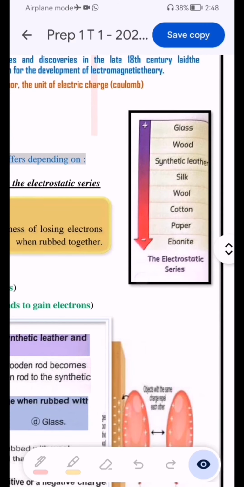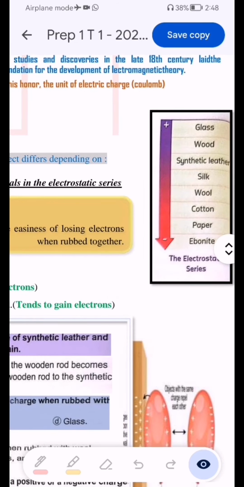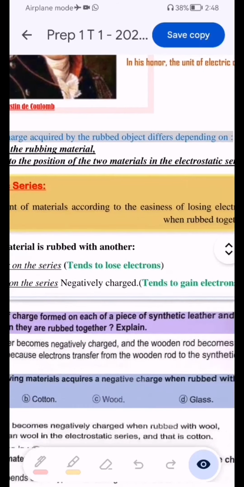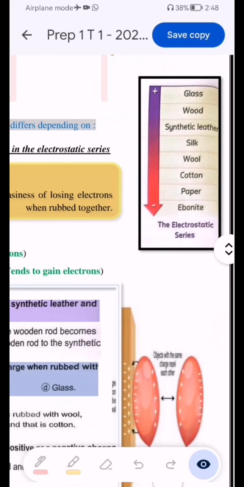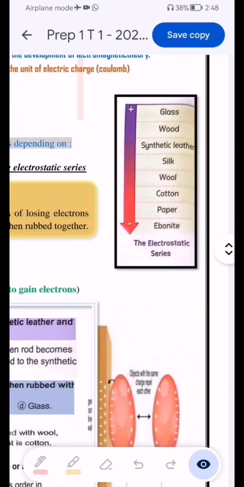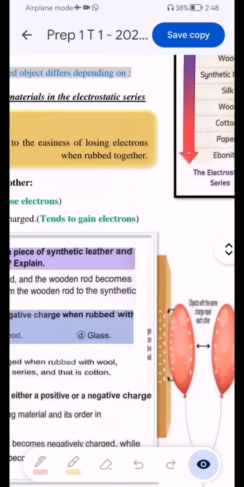Okay? So the electrostatic series is the arrangement of materials according to the easiness of losing electrons when rubbed together. It consists of what? Glass, wood, leather, silk, wool, cotton, paper, ebonite. Look at this question.